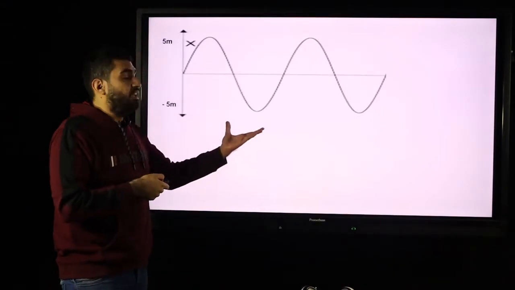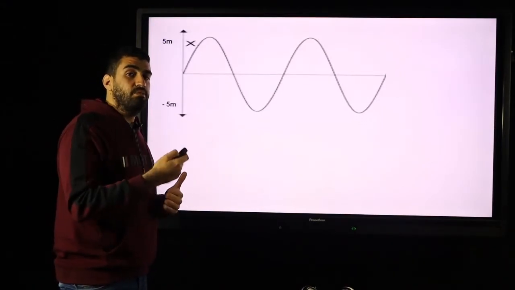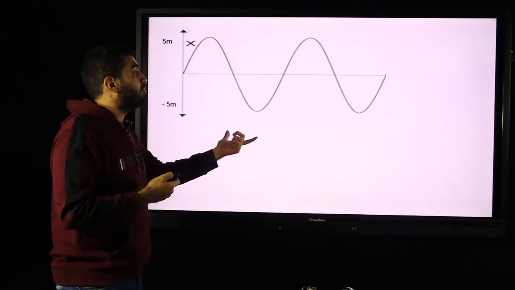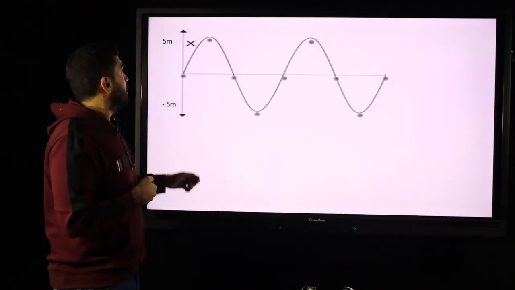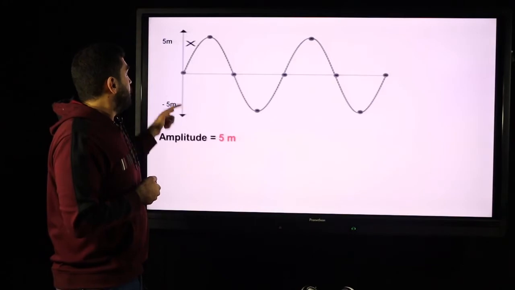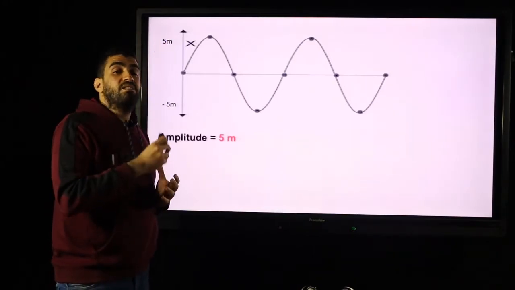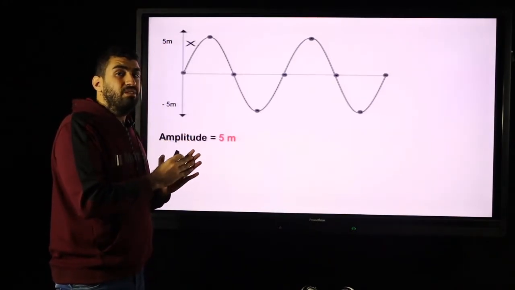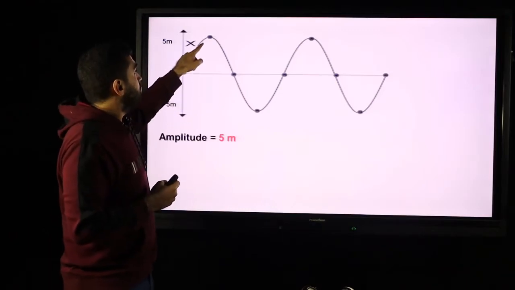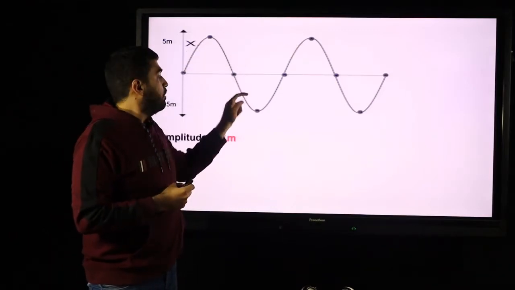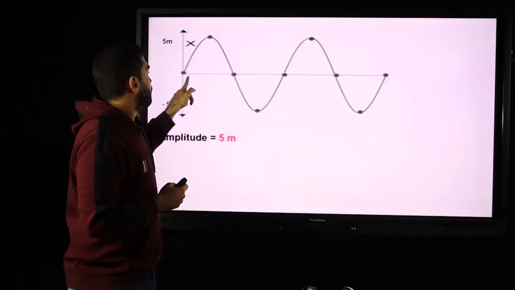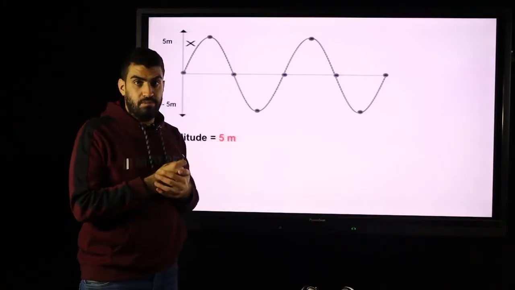If I have a graph like this, I want to know the amplitude and how many complete oscillations. First, amplitude equals 5 meters. And to measure the number of complete oscillations easily, we have to put points at the top, points at the bottom, and points at the intersections.